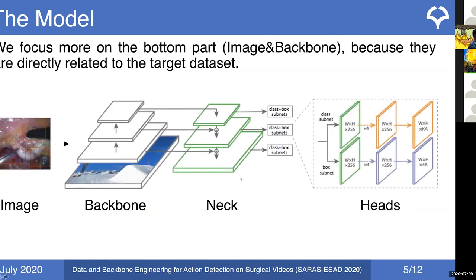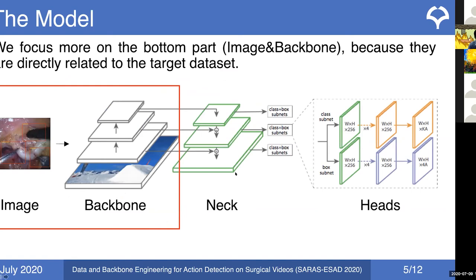We put our focus on the bottom part because it is more related to the dataset, and we find this part more challenging. The upper part deals with features extracted from the images, so they are more dataset invariant. But the bottom part is directly related to the dataset, so we have to do more modifications to the bottom part to make the model more adapted to this dataset.